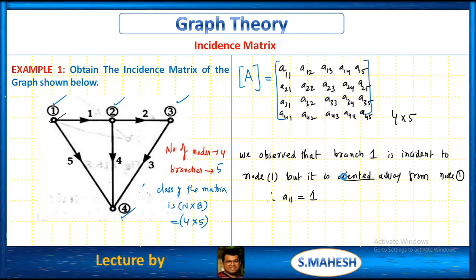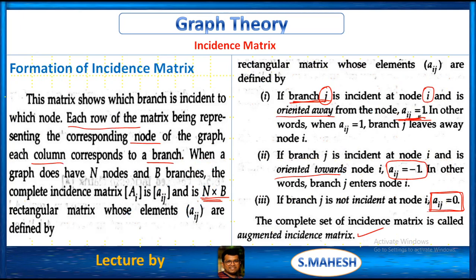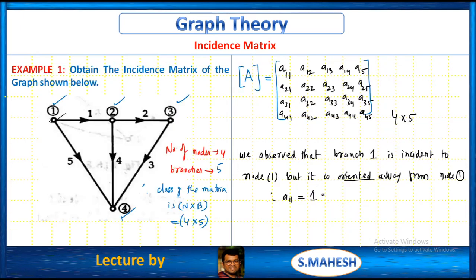See, if it is oriented away, what are we representing with? Positive value of 1. If it is towards that node, negative value. Like that, this is for example.